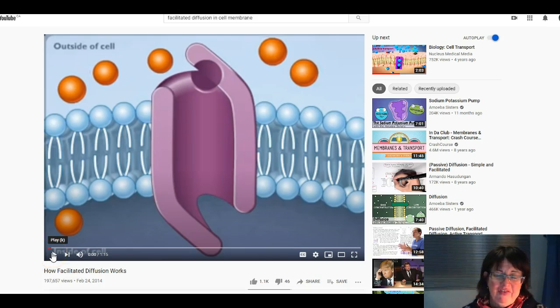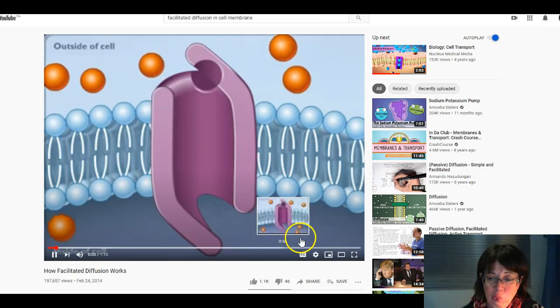The next type of diffusion is facilitated diffusion. And in facilitated diffusion, you have special channel proteins. And so here you can tell this is a membrane because here you have your little phospholipid bilayer. Here's your little phosphos and your lipids down here. And here is a protein that goes all the way through.